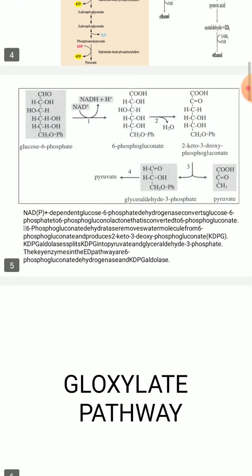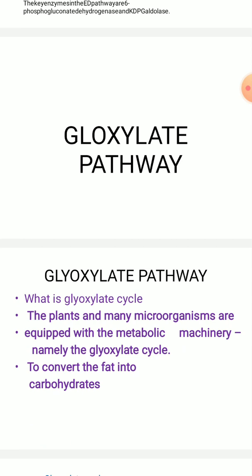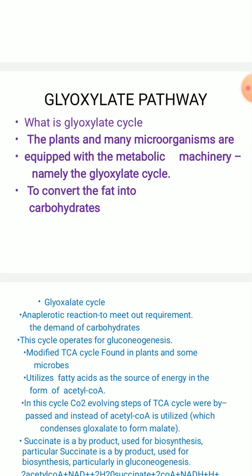Now let us move on to the glyoxylate pathway. What is this glyoxylate pathway? Why is it required, and what is the glyoxylate cycle? Why is it called so? Plants and many microorganisms are equipped with this particular metabolic machinery, referred to as the glyoxylate cycle, which is mainly required in order to convert fat molecules into carbohydrates. As such, these plants and other microorganisms cannot use other pathways for this, so they use this particular machinery to convert fat into carbohydrate molecules.